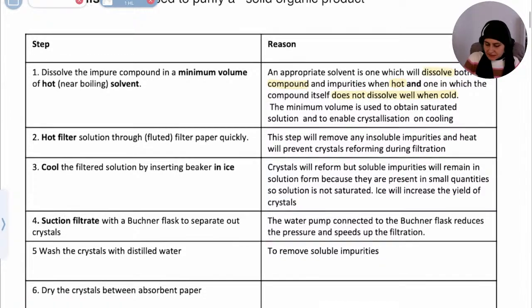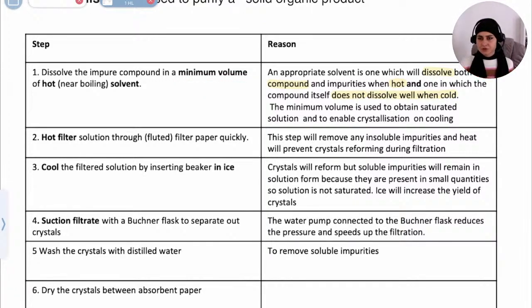Remember we said that the solvent must not dissolve your solid well in cold, right? So when you cool it down, the impurities stay in the solution because the amount of impurities is much, much lower than the amount of your product, hopefully. Then your product starts recrystallizing and the impurities stay in the solution, right? So that's why we needed to use a minimum volume of hot solvent, not just a lot, because we want to recrystallize our product afterward.